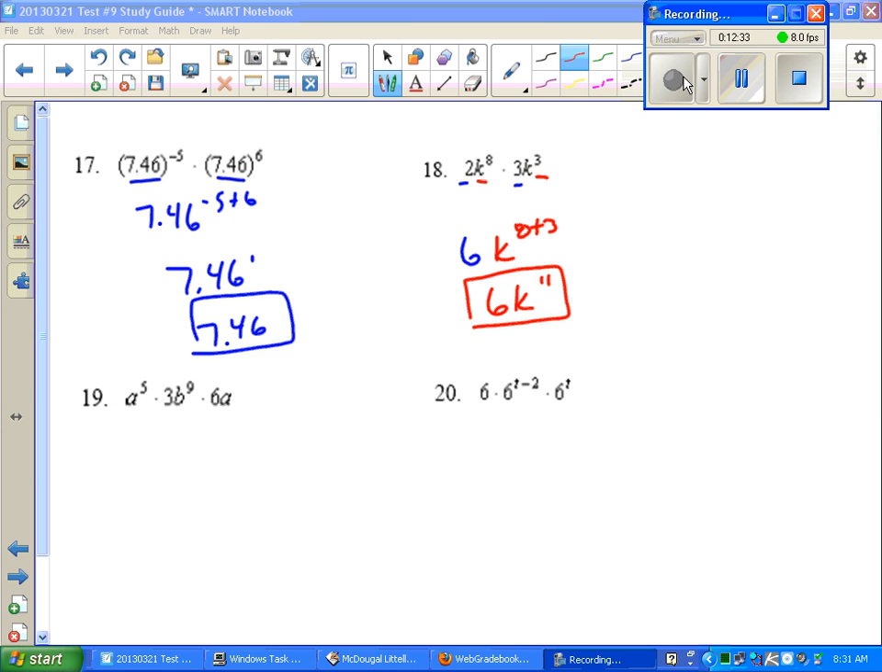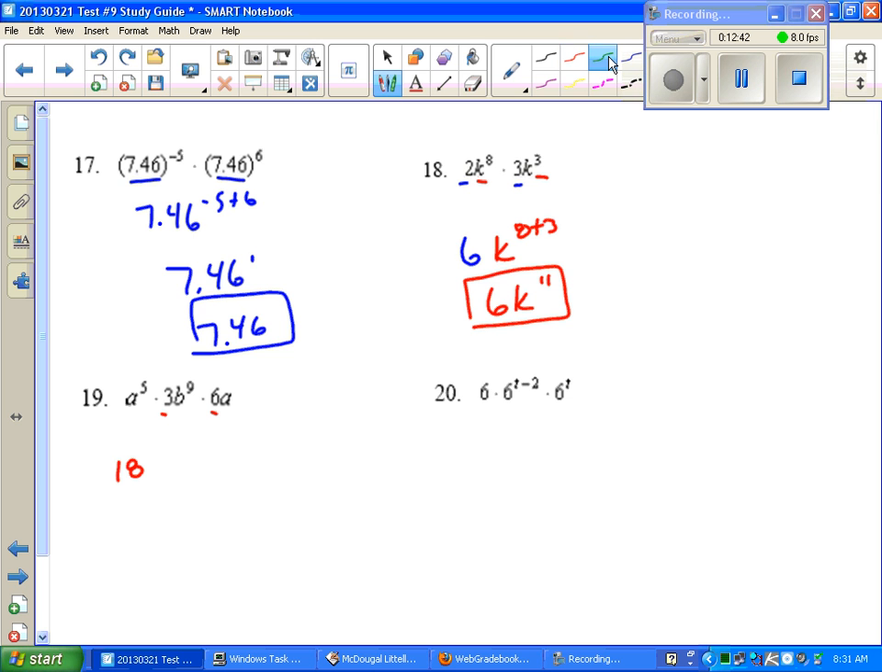This next one, you have a to the 5th times 3b to the 9th times 6a. Your coefficients you can multiply. 3 times 6 are 18. Your bases that are the same are a to the 5th and a to the 1st. So that's a to the 5 plus 1. Don't forget the plus 1. And then b to the 9th is all by itself. So 18, a to the 6th, b to the 9th is your simplified answer.